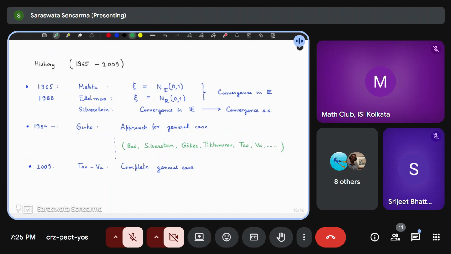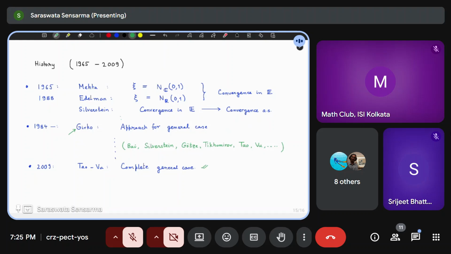And one main input which I wanted to include is Girko in 1984. Previously you see that mostly they were doing it for specific distributions. Girko was the first one to give an approach for the general case, and he gave a quote unquote proof. But the problem was his approach was quite non-rigorous, and he was using bounds which were not even proven to be true. He was using bounds on singular values of these matrices which were not known. However, his approach was fruitful. It was key to the argument by Tao and Wu.